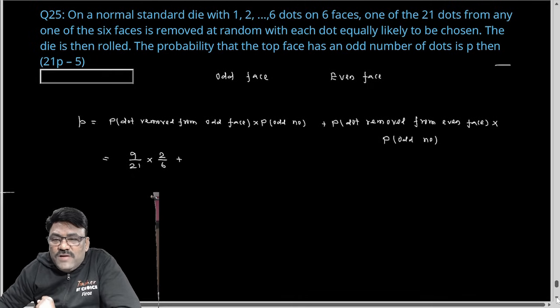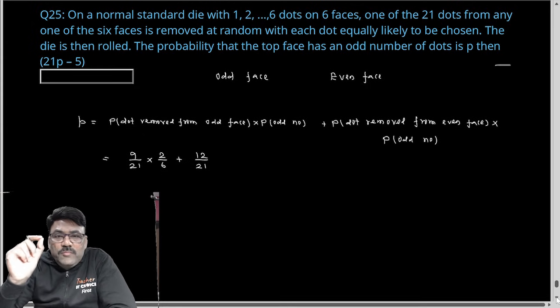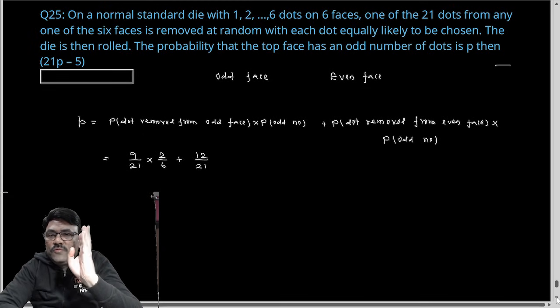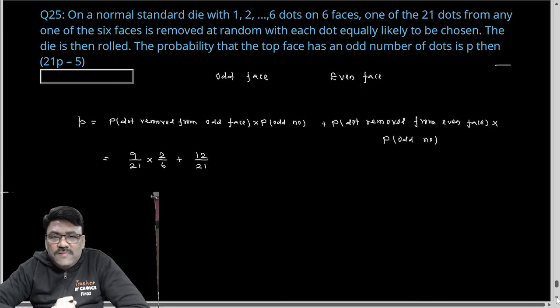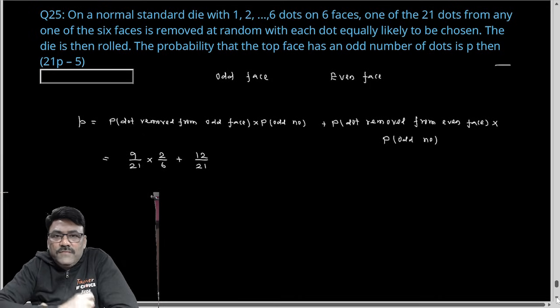Second case, the dot is removed from an even face. On even faces you have 12 dots total, 2, 4, 6. So the probability that a dot is removed from an even face is 12 by 21. Now, from one of the even faces, one dot is removed. So now you will have 4 faces out of 6 having an odd number.